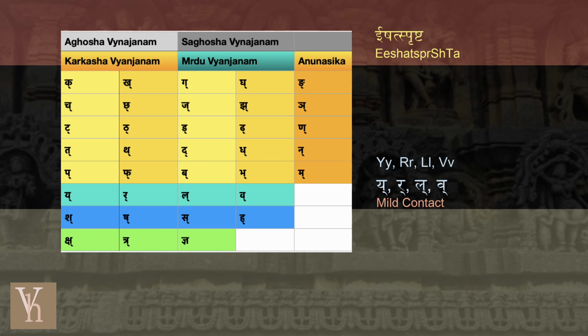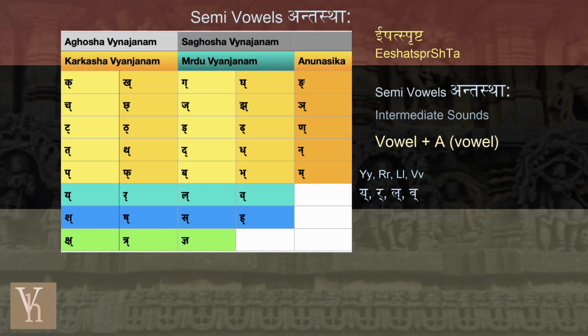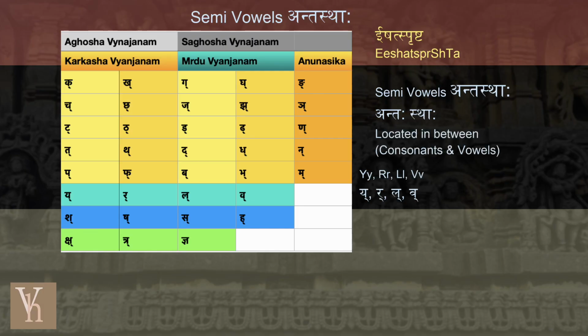This set of 4 Vyanjanams are not exactly consonants. They are the intermediate sounds that are produced by transitioning between specific vowels into the a vowel sound. Since they are produced by vowels yet resemble consonants, they are called Semi-vowels, AntastAh. Literally, AntastAh means located in between, in this case in between consonants and vowels.